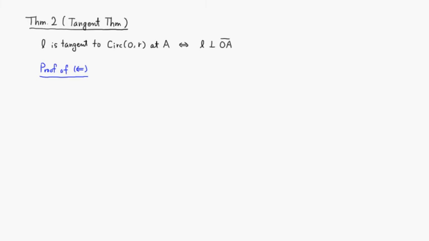Okay, let's look at the other implication. So let's assume, line 1: L is perpendicular to OA, the radius OA. This is given. Alright, then 2.